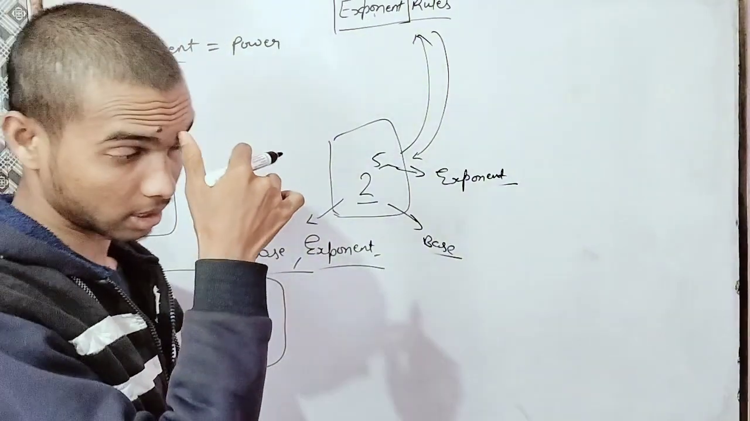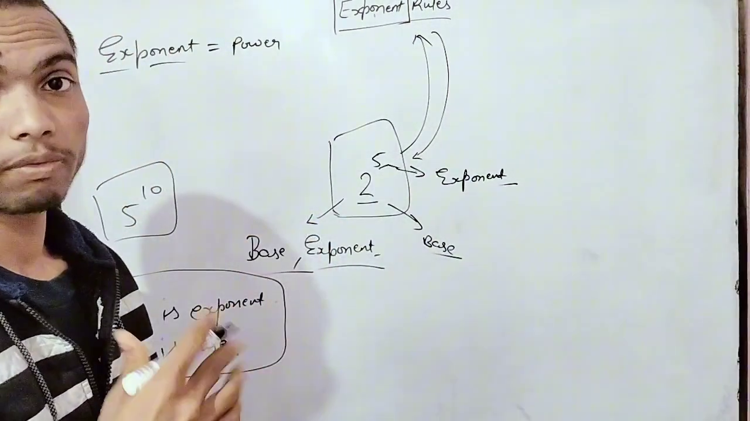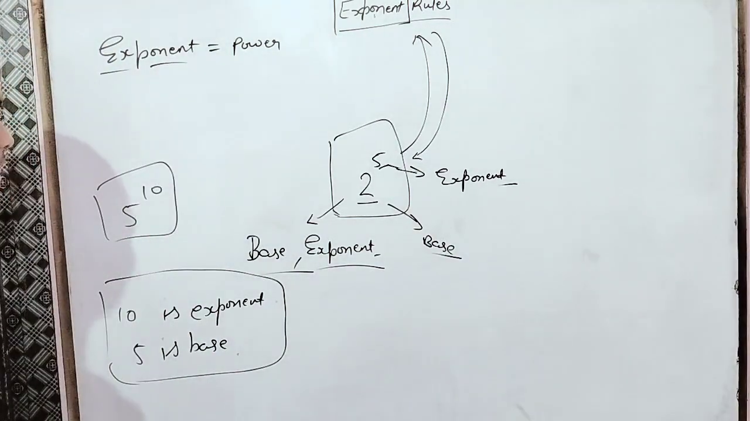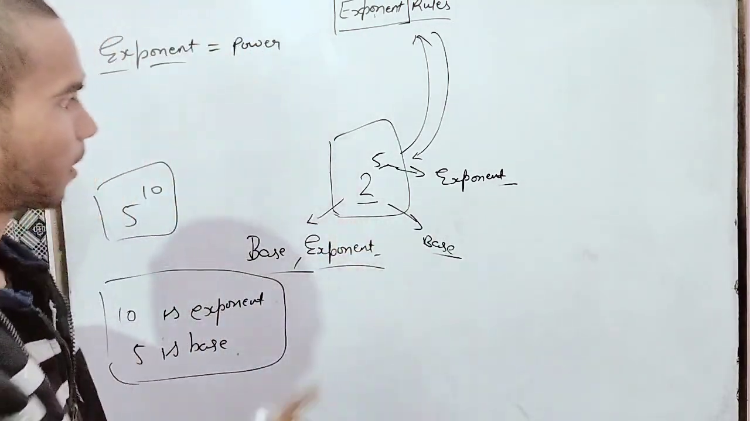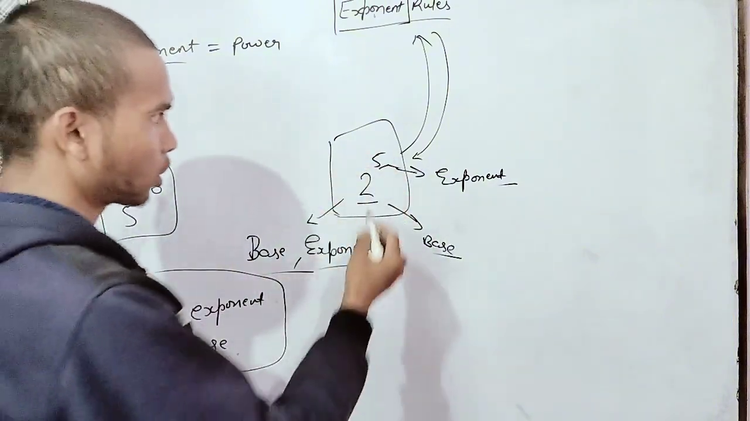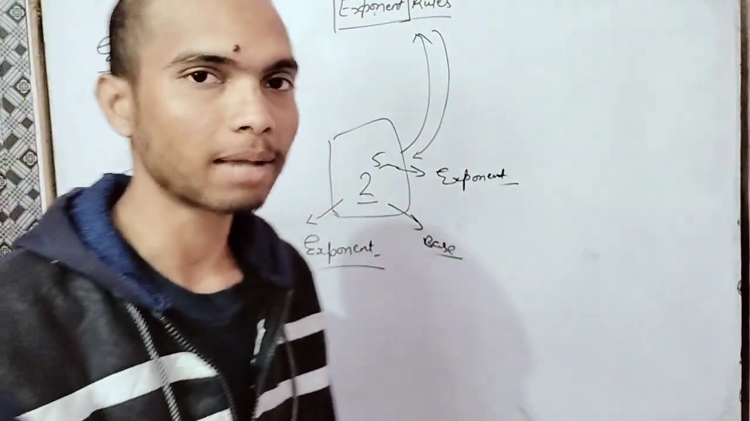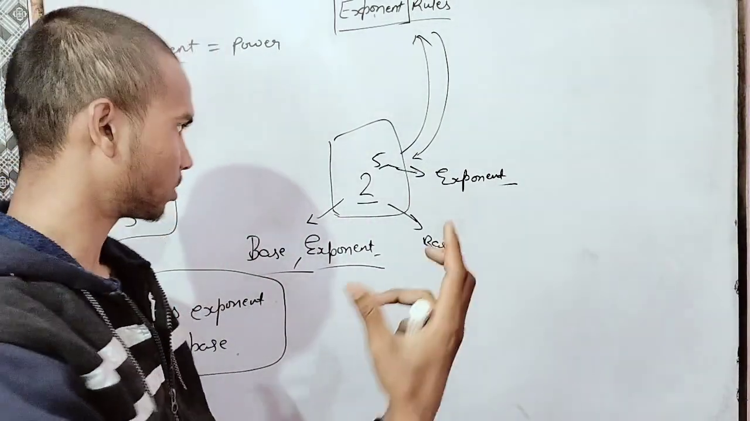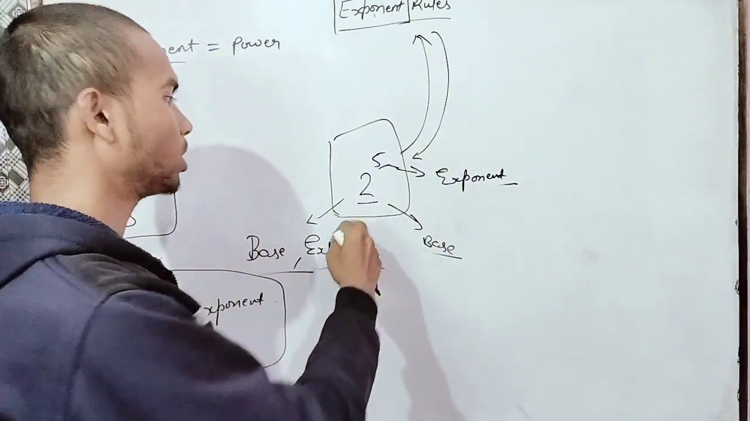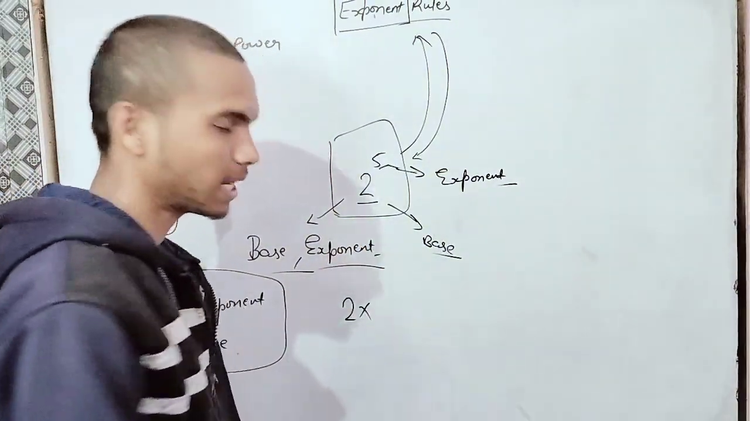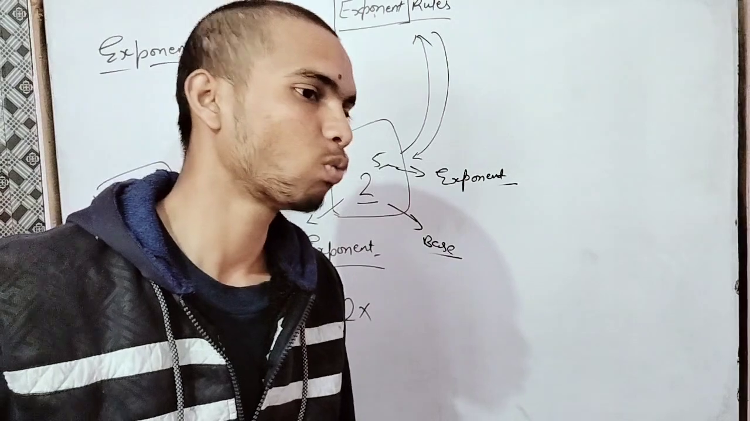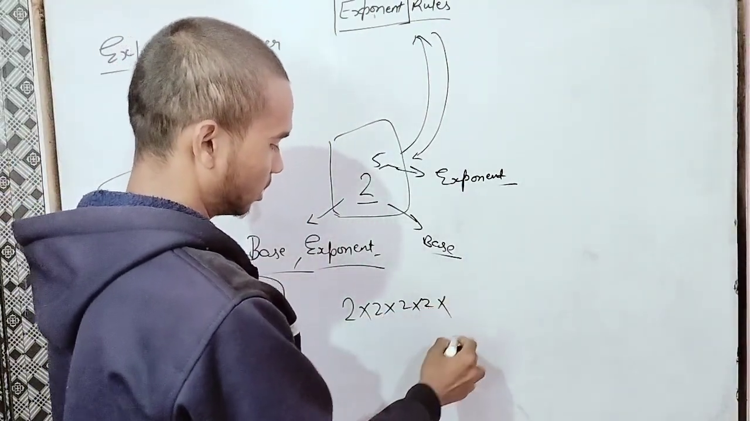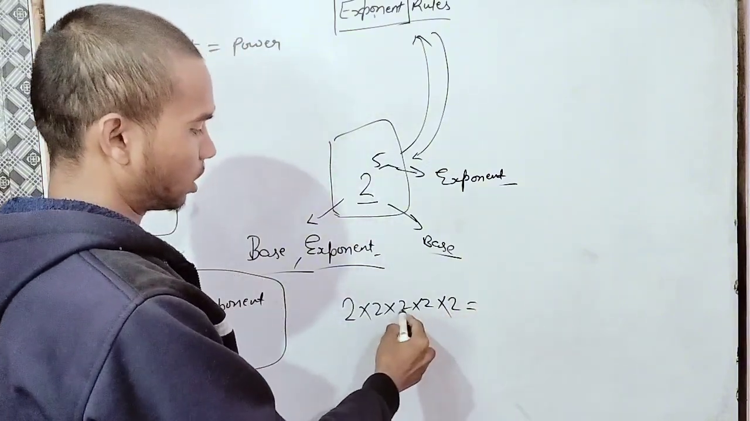Clear? And in the context of exponent rules, we will be discussing ahead. Clear? So the meaning of this is, exponent means times. The meaning of exponent is times. So how many times? 5 times. What? 2. 2 will be written 5 times. How many times? 5 times. 1, 2, 3, 4, 5.